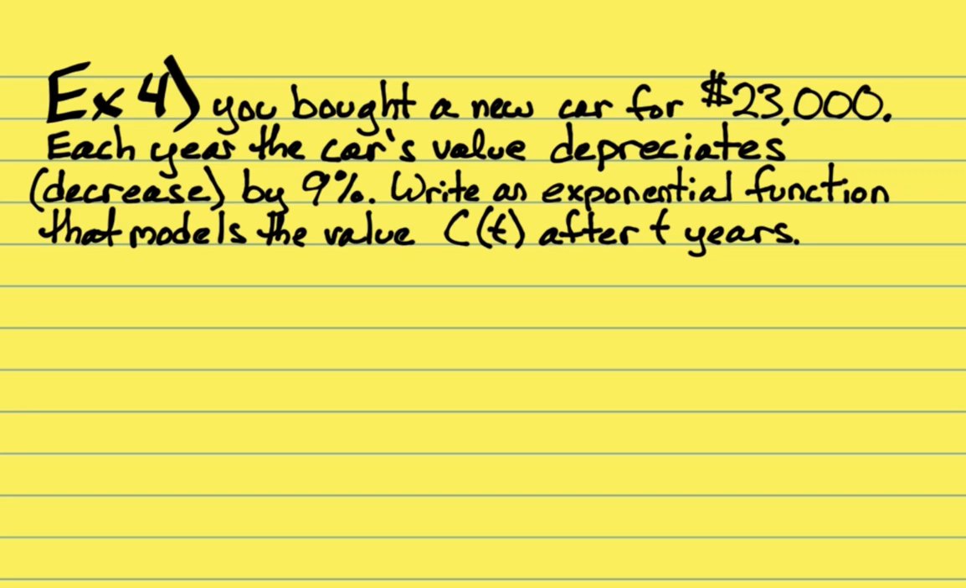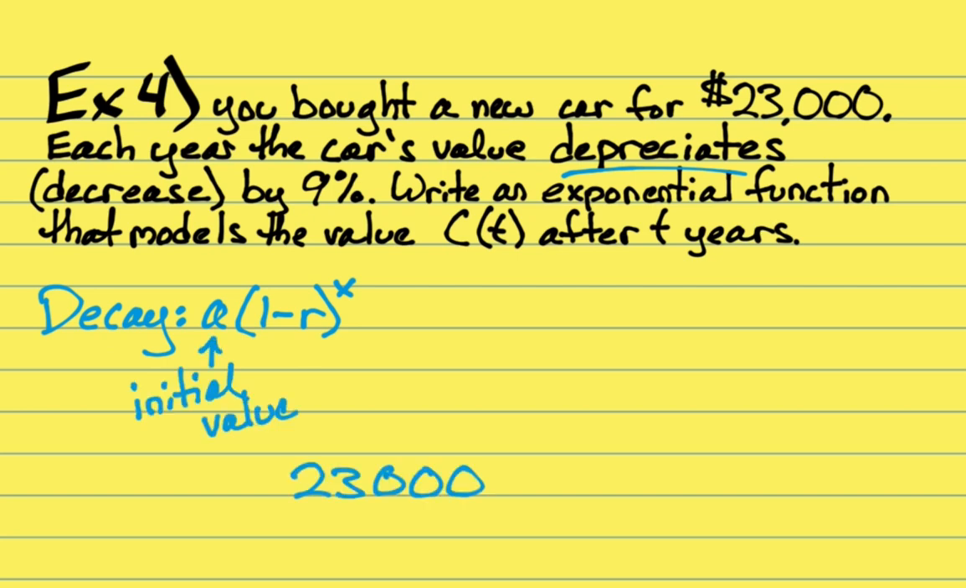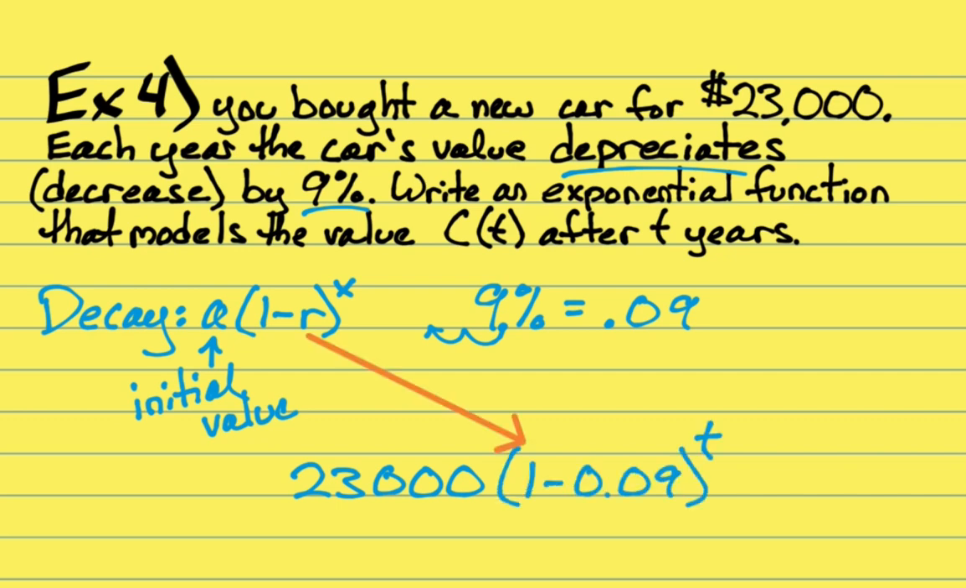All right, let's knock this one out real quick. We know it's decay because of the word depreciate. So that means we have the 1 minus r function. A is the initial value. It's 23,000. It's depreciating by 9%, which means 0.09 when you move the decimal. So when we write the function out, we have 1 minus 0.09, which when you simplify becomes 0.91. And there you have it.